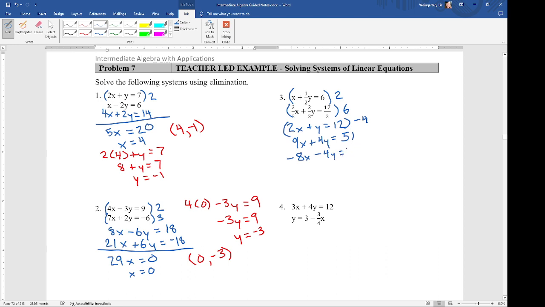equals -48. Now I can add these together and I get x equals 3. Now I'm going to plug that 3 into either equation. I'll plug it into the first one. Subtract 3 from both sides. Multiply both sides by 2. So the solution to this system is 3, 6.